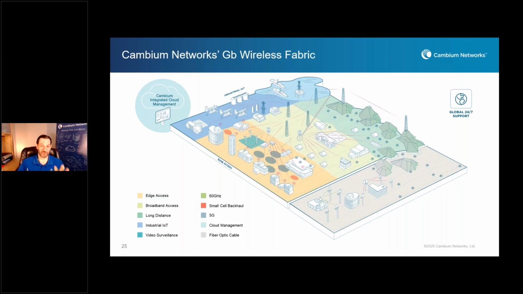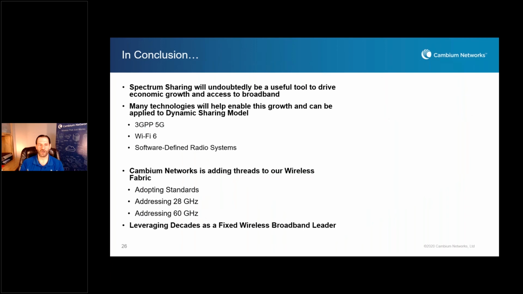As I mentioned, what's not shown on the slide, 26, 28 gigahertz, there's a lot of opportunity there again, and TV whitespace for that matter. So again, all over the world, many different countries, spectrum sharing will become a useful tool to drive this growth and access to broadband.